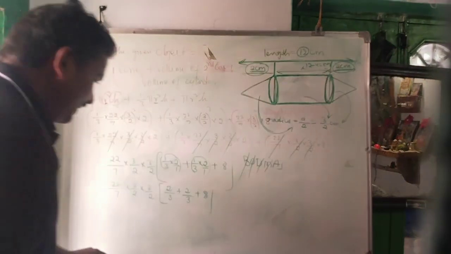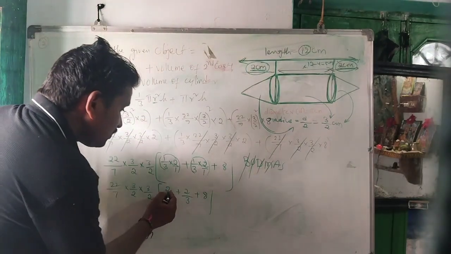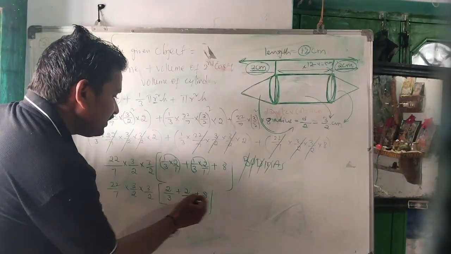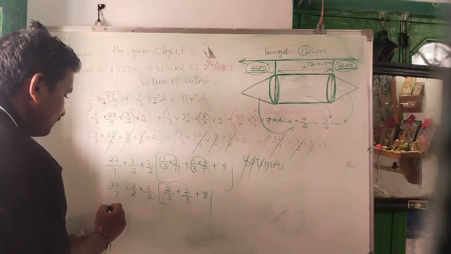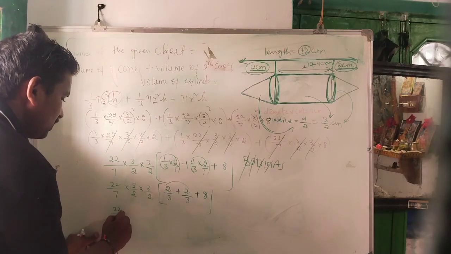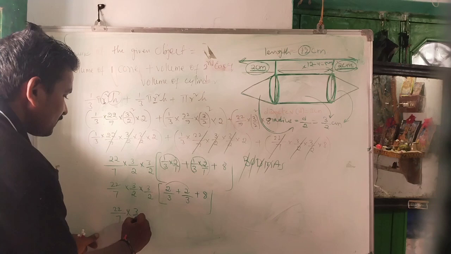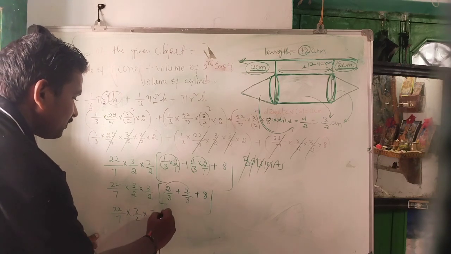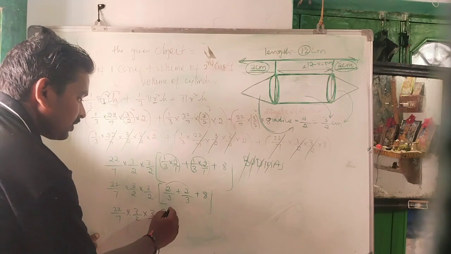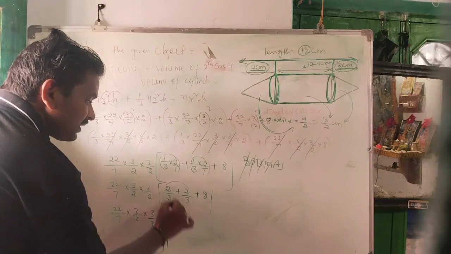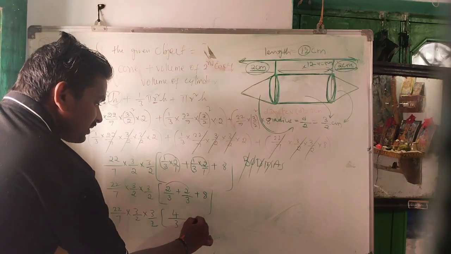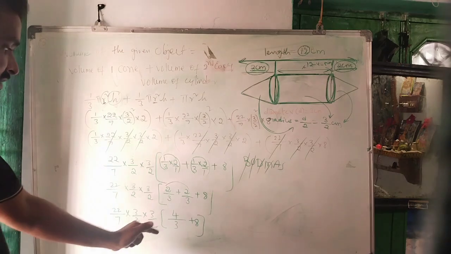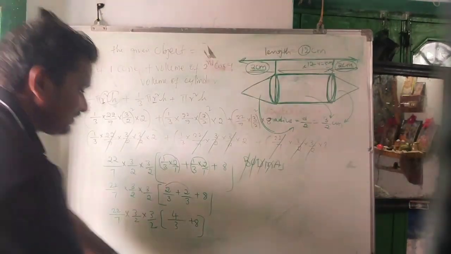Now we have to add 2 by 3, 2 by 3 and 8. First I will add 2 by 3 and 2 by 3 because the denominators are same. 22 by 7 into 3 by 2 into 3 by 2 into. Denominators are same, so write the denominator 3. Add 2 and 2. 2 plus 2 is 4, plus 8. Next add 4 by 3 and 8.